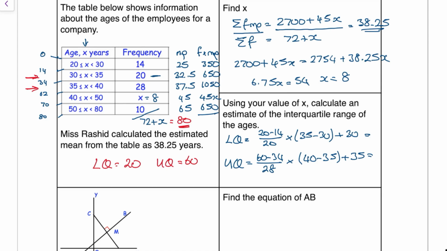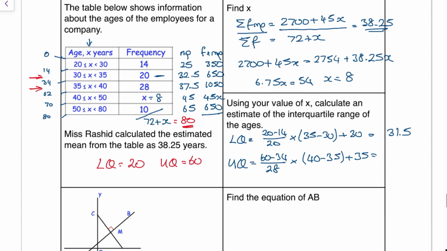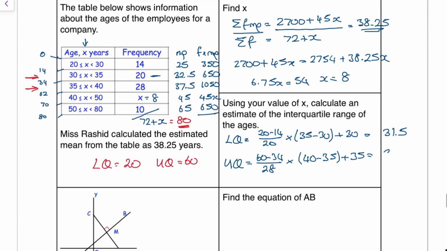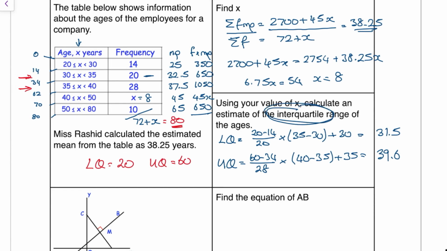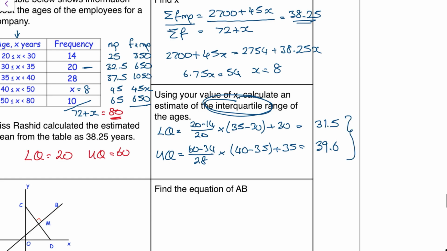So that tells me lower quartile is 31.5, and my upper quartile is 39.6, which means what do I want on my interquartile range? So my interquartile range, the difference between these two, so 39.6 minus 31.5 is going to be 8.1.